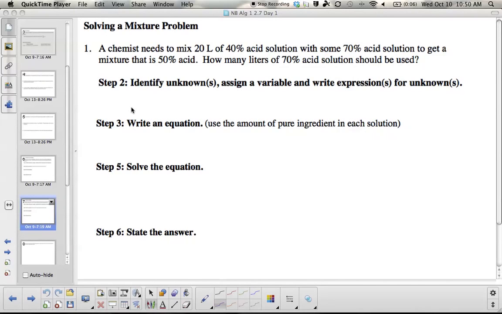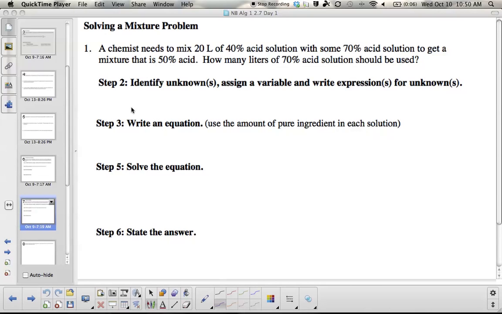The approach you want to think about is just the same as with any other word problem. So step one is we're going to read the problem and understand what's going on. Essentially, we have a chemist who wants a 50% solution, but all the chemist has is some 40% and some 70%. So he wants to mix these two together to get a 50%. And the question is, how much of the 70% does he have to add? So that's kind of our unknown.